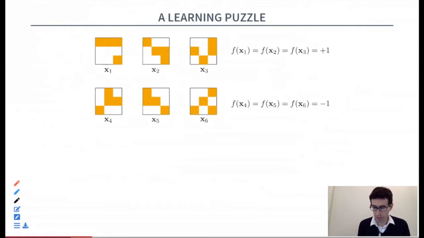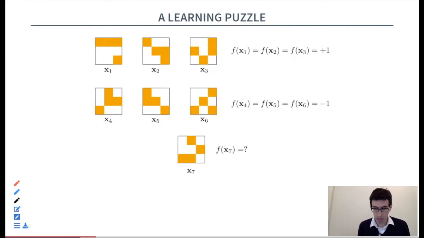It's the function f. And I'm claiming that if you look at the top 3 feature vectors, I'm assigning them the label +1. And if you look at the 3 feature vectors on the bottom row, I'm assigning them the label -1. And so the trick question for you now is, based on that little data set, can you tell me what is the label of the so far unseen feature vector x7?